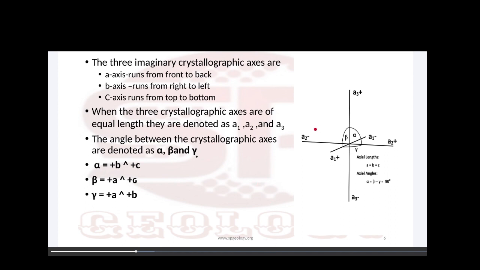So in any case, if A is equal to B is equal to C, then we use A1, A2, A3 instead of ABC.